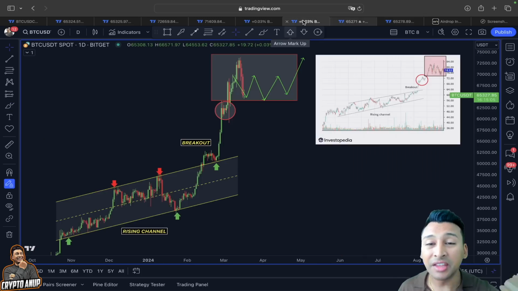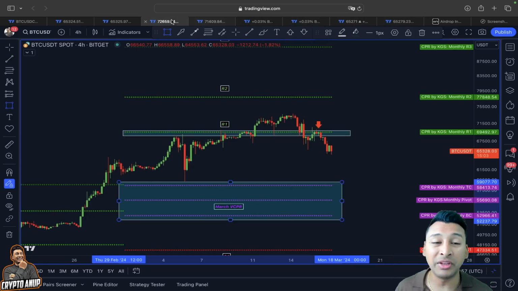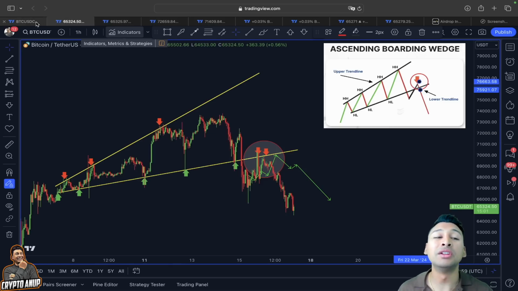So this is what I see looking at the price action of Bitcoin in a different time frame using different scenarios.